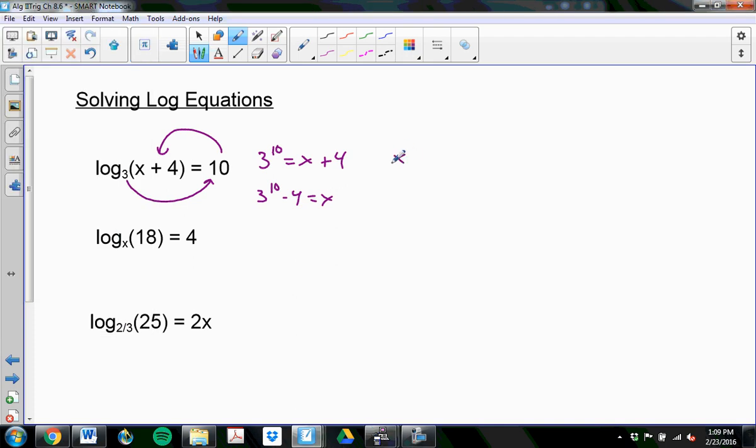$59,045. And you can check that pretty quickly if you wanted to. Do the change of base formula or do a log base in your calculator. You're going to get 5945.